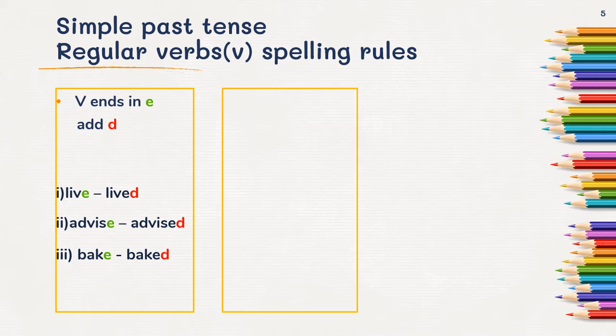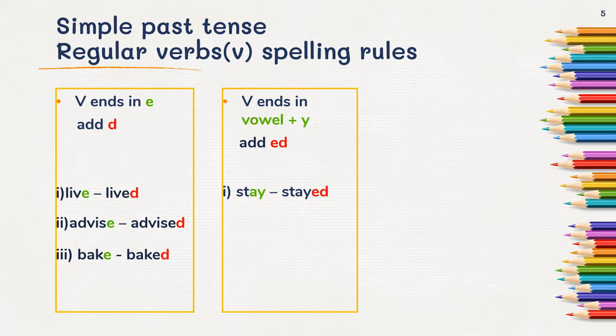Okay. The second rule is that for verbs that end in vowel plus y, we add ed. அதாவது மாணவர்களே, எந்த வினைச்சொல் கடைசியில ஒரு வவல் அடுத்து வாயில முடியுதோ, அந்த வினைச்சொல்ல நம்ம பாஸ்ட் டென்ஸ்ல எழுதும்போது ed சேர்த்துக்கொள்வோம். For example, the word stay.